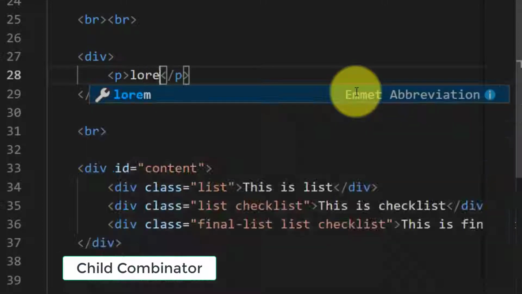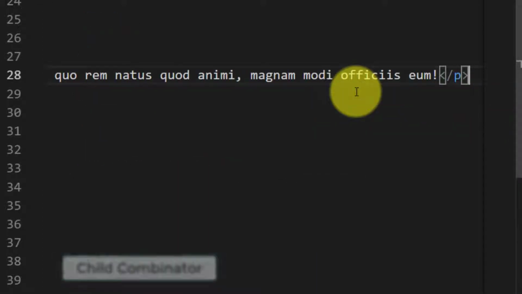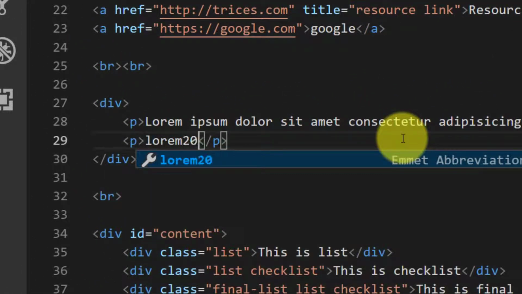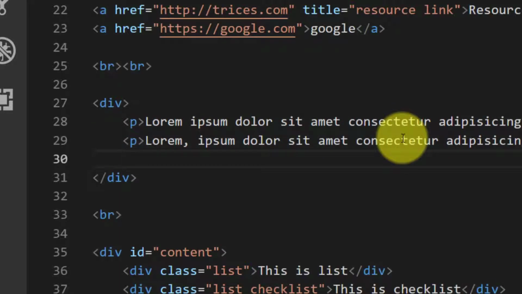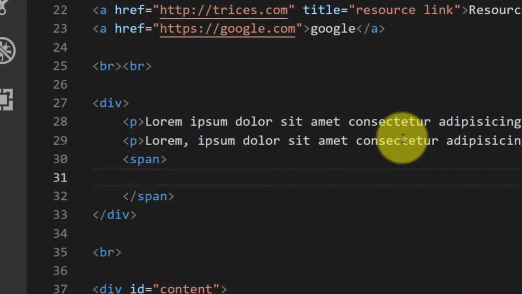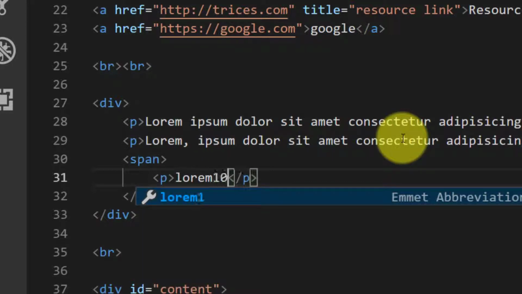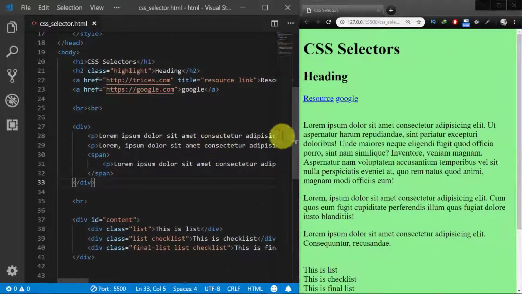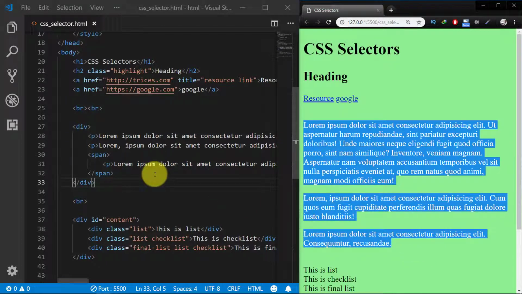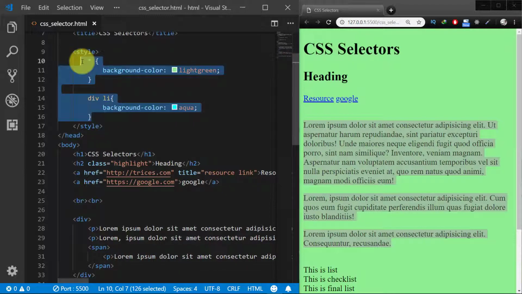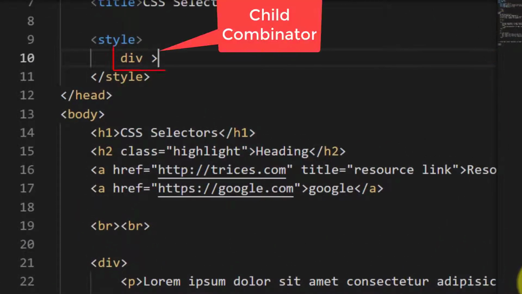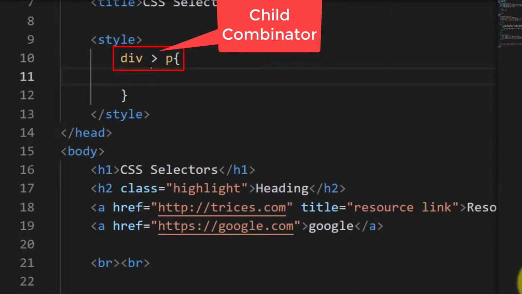Child Combinator. The child combinator uses the greater than operator and targets elements that are immediate children of the parent. The difference between descendant and child selector is that the child combinator is more specific. It only will select direct children elements of the first tag.